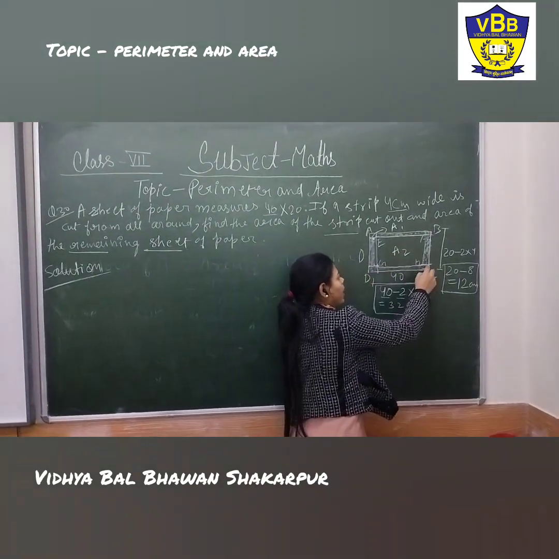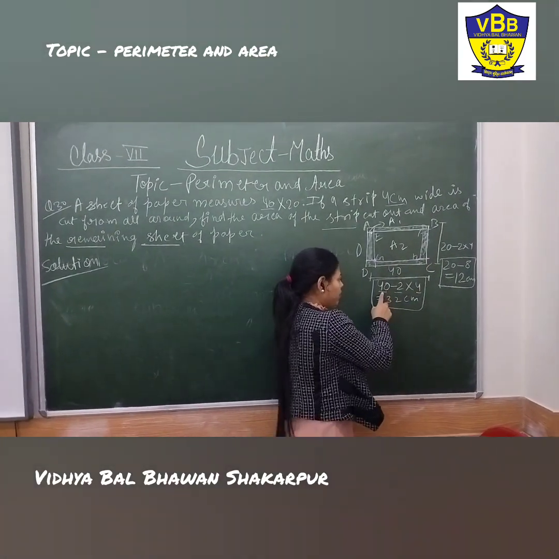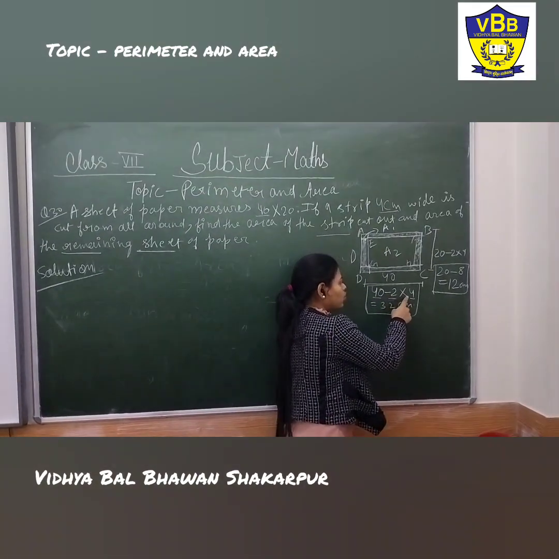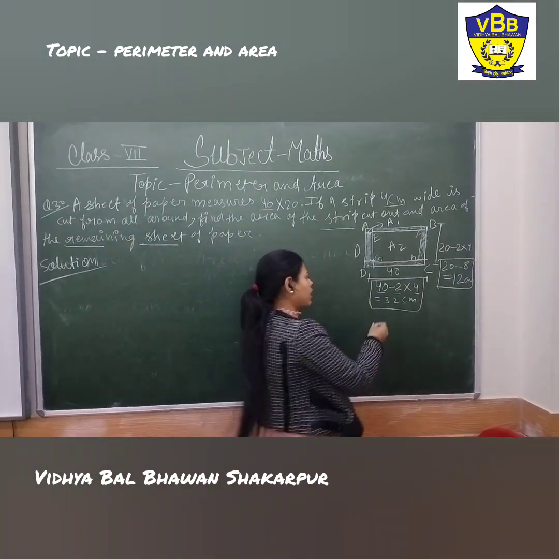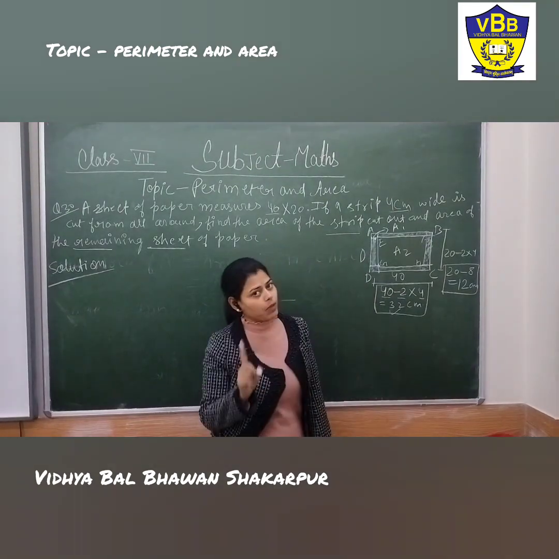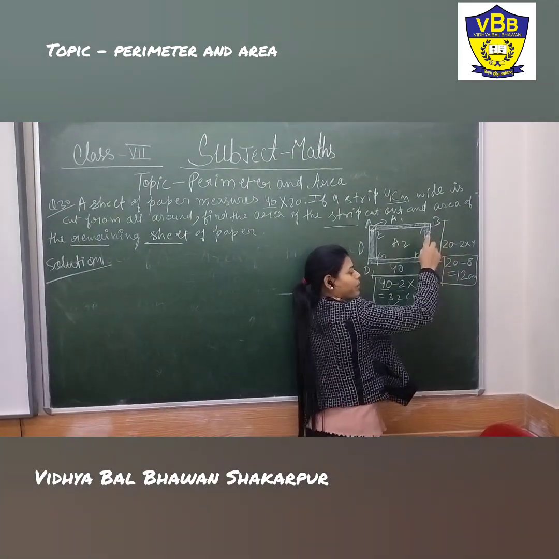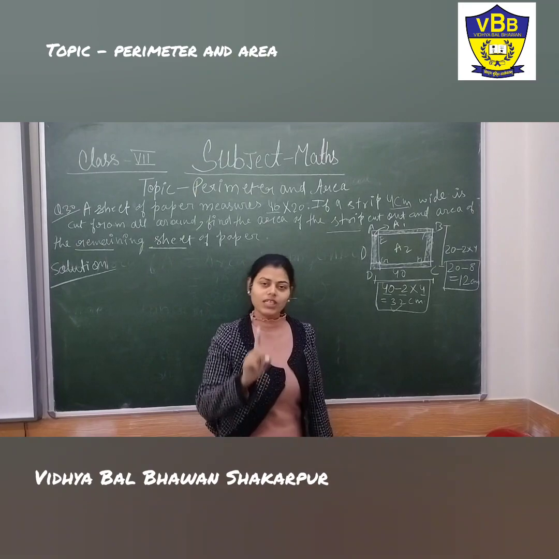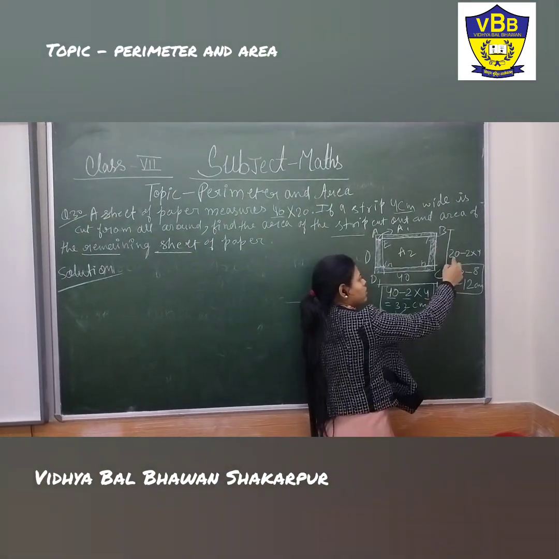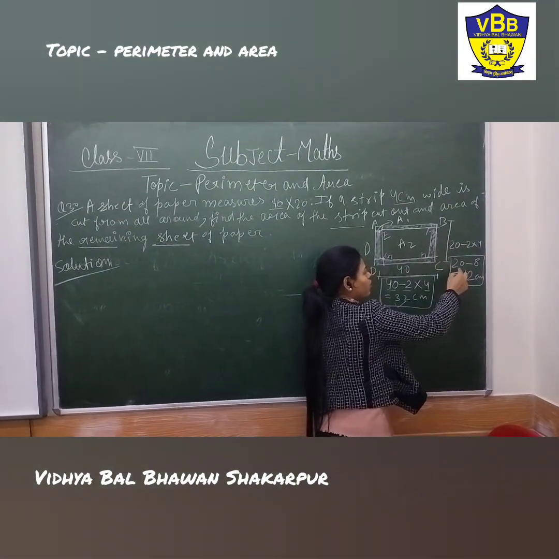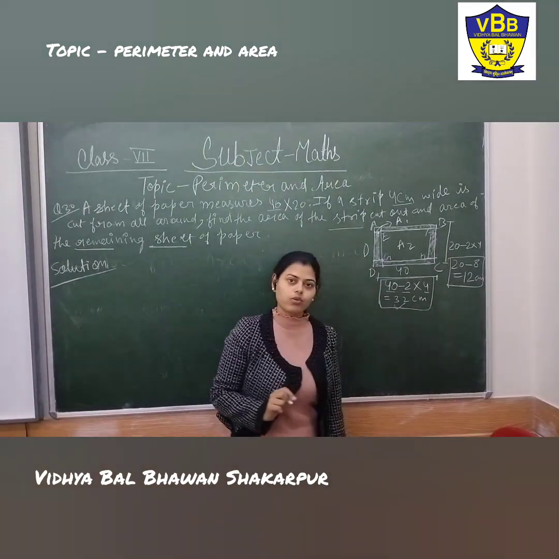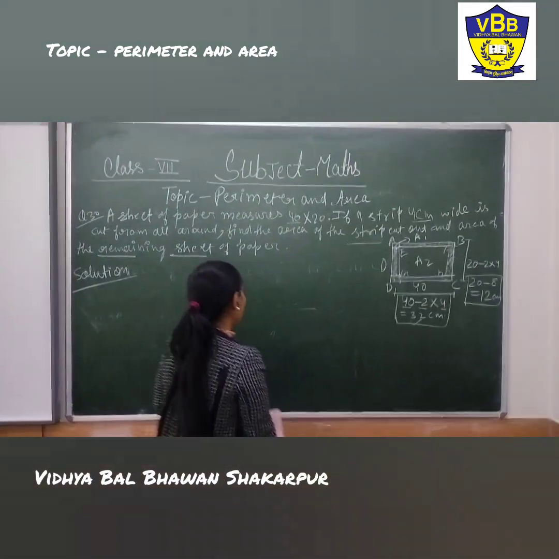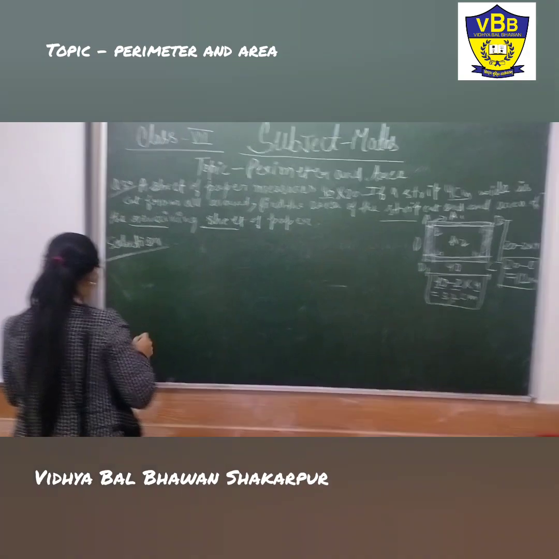That is 4 twice, which is why I have written here 40 minus 2 into 4, and then you will get 32. Similarly, if you calculate the breadth of the inner rectangle, you have to do the same thing: 20 minus twice 4, that is equal to 12. Now let's do the calculation further.